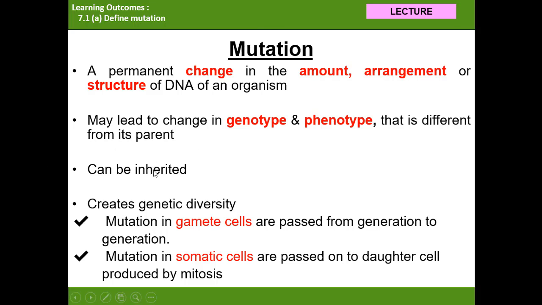Mutation can be inherited, and it can also create genetic diversity. If the mutation occurs in gamete cells or reproductive cells, it will be passed from generation to generation. Mutation can also occur in somatic cells. Somatic cells refer to all cells in the body except reproductive cells. So if mutation occurs in somatic cells, it is passed on to daughter cells produced by mitosis.